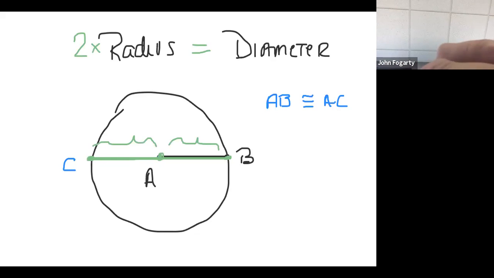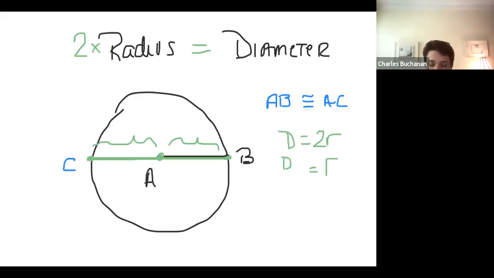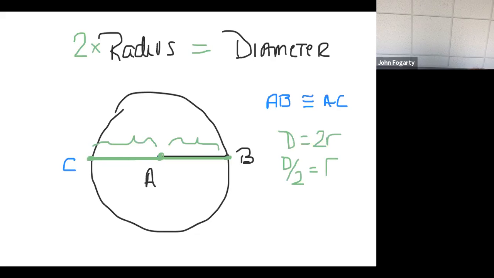So that's the first thing we learned. A diameter is 2 times the radius. Or if you want, a radius is the diameter over 2. Does that make sense? Comprendes? Not a big deal, I don't think, right?